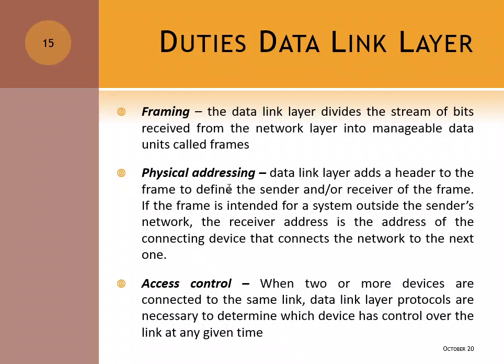Ini adalah salah satu fungsi data link layer, physical addressing. Physical addressing ni maksudnya dia akan add header. Fungsi header tu adalah sebenarnya to attach the address of the sender and receiver of the data. Okay, samalah macam kita hantar surat, kita akan tulis nama penerima di depan dan juga nama penghantar. Sometimes setengah orang dia akan tulis nama pengirim di belakang surat tu.